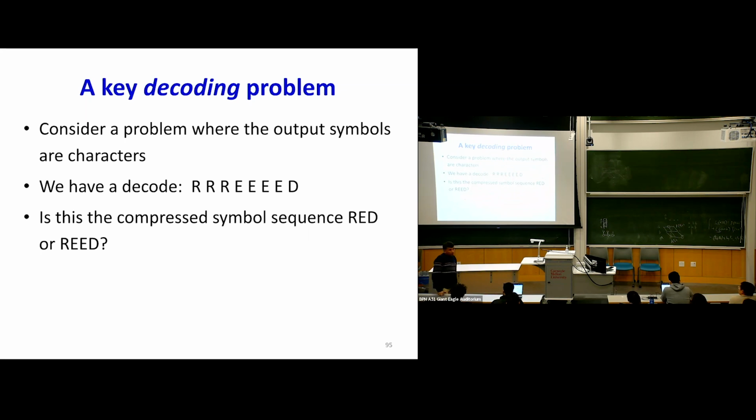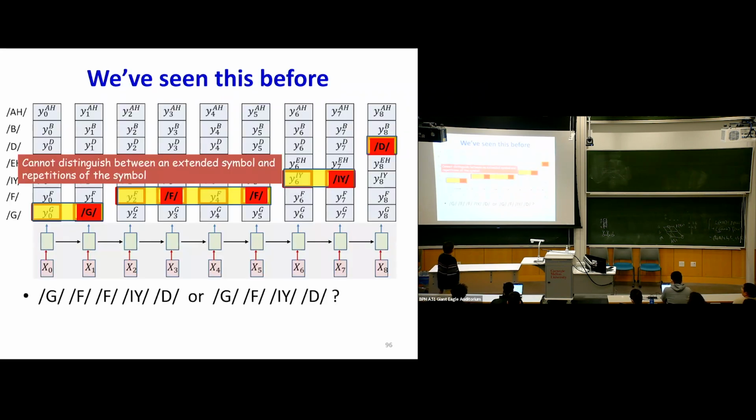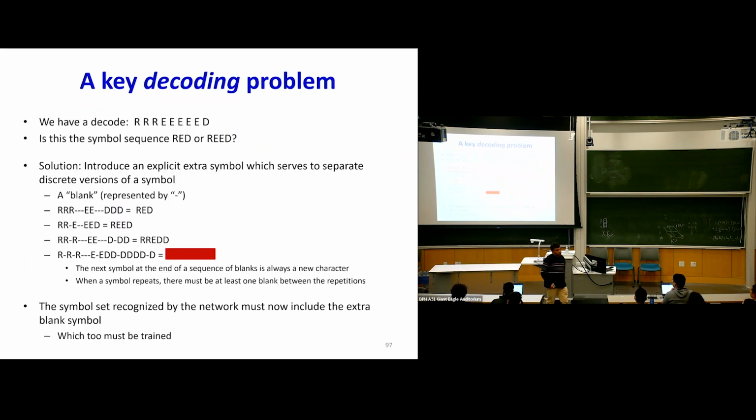And if I pick the most greedy symbol at every time, I can end up with something like this. Is this "red" or is this "reed"? It's not clear, right? It's just a sequence of E's. We've seen this before as well. We need some way of distinguishing between "red" and "reed".